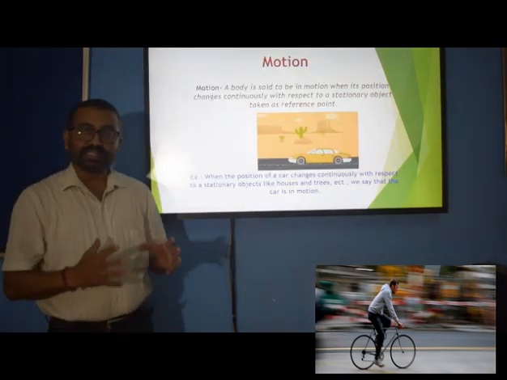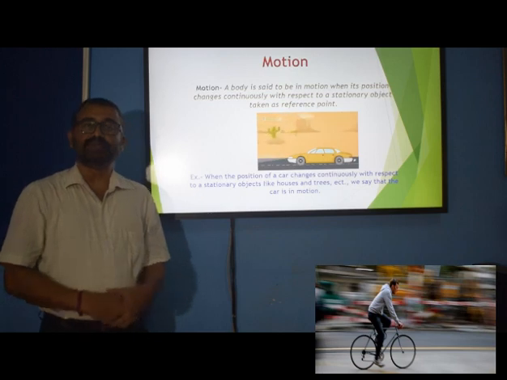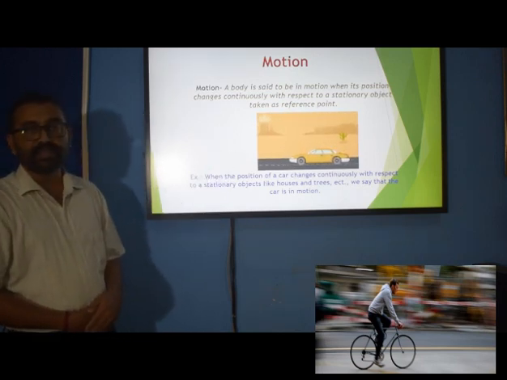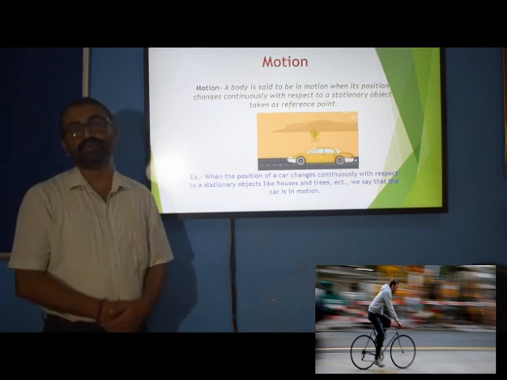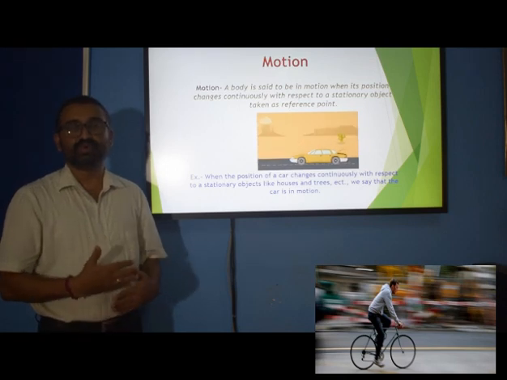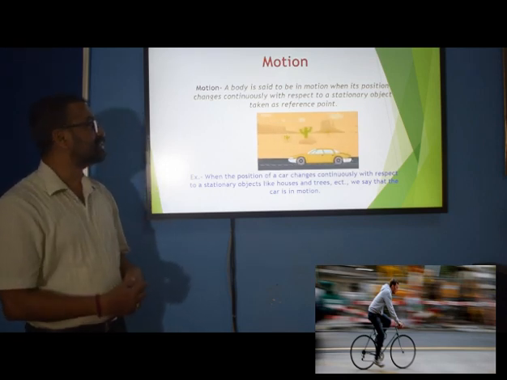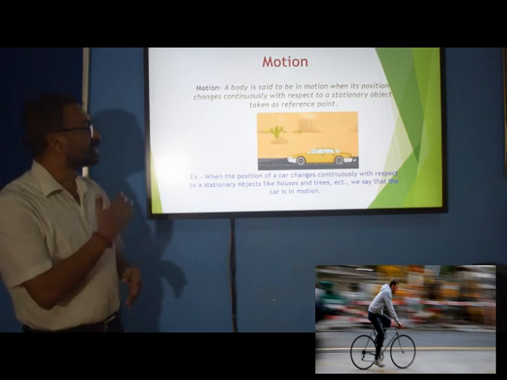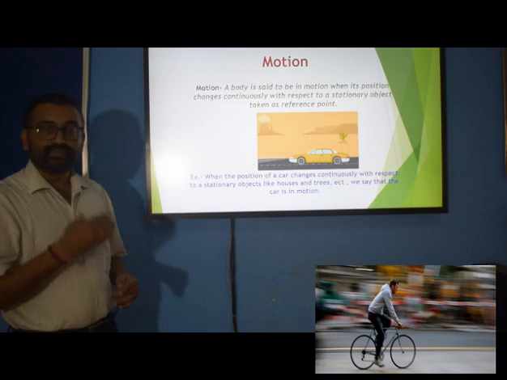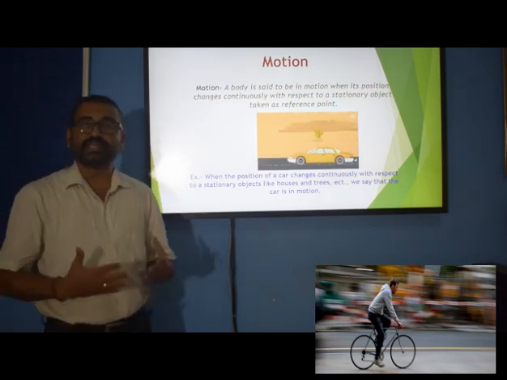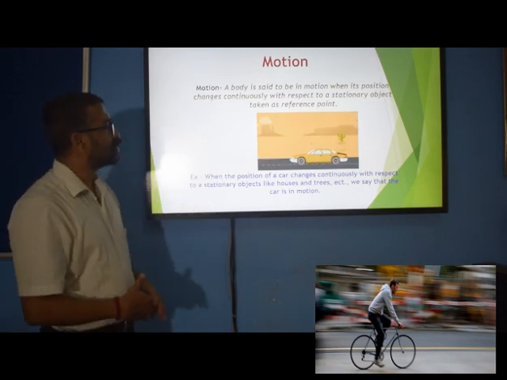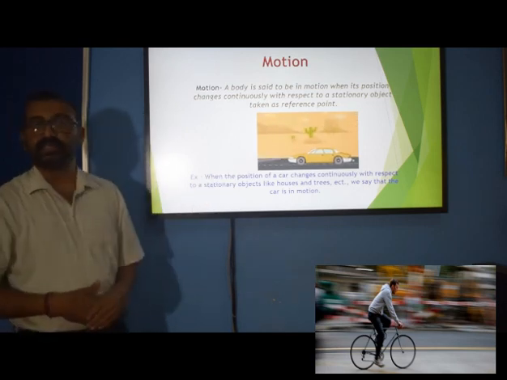So basically, what is motion? When can we say that a body is moving? See this diagram, a car is moving, but where is the car moving? Is it moving on its own, or is it moving with respect to its surroundings? This car is moving with respect to plants, road, buildings, etc. So when an object is moving, it changes its position with respect to the plants, road, trees, etc.